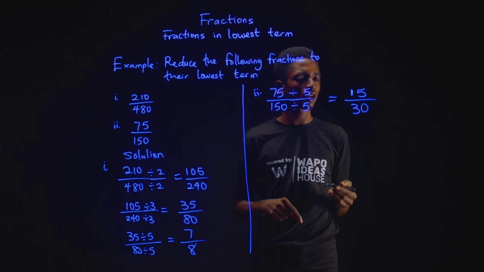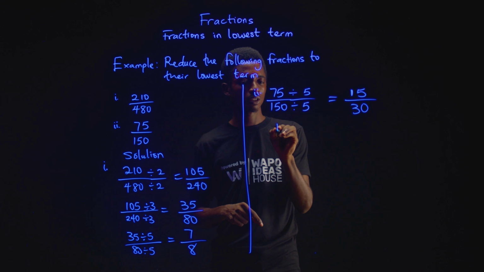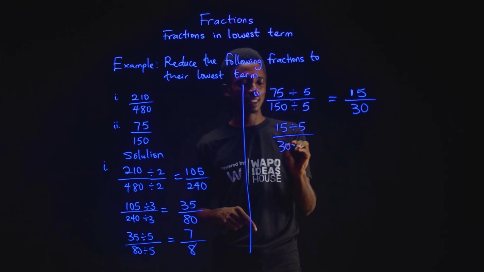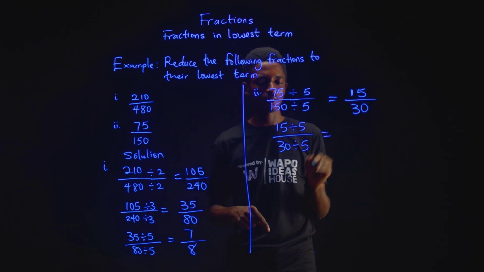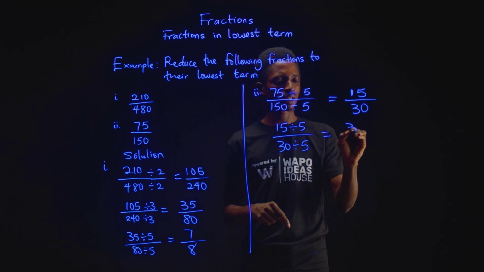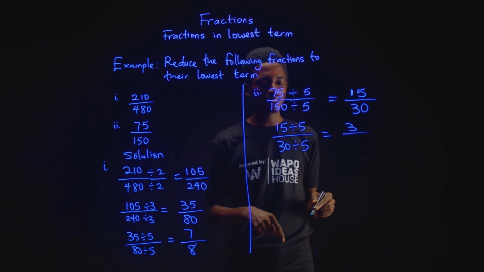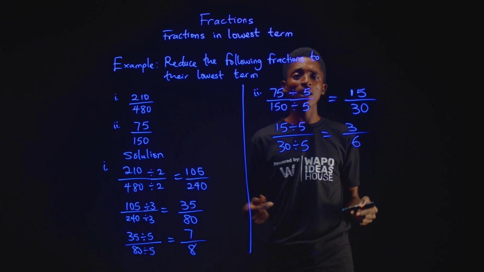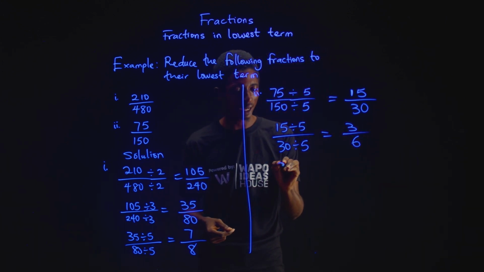A common factor is also 5. So 15 divided by 5, and then 30 divided by 5. 15 divided by 5 will give us 3. And then 30 divided by 5 will give us 6. There's still a common factor of 3. So we continue by going that way.